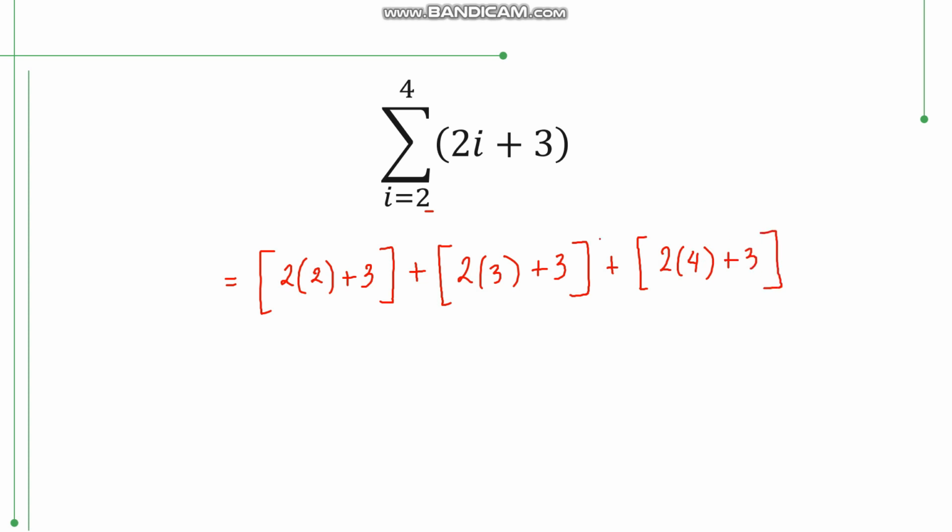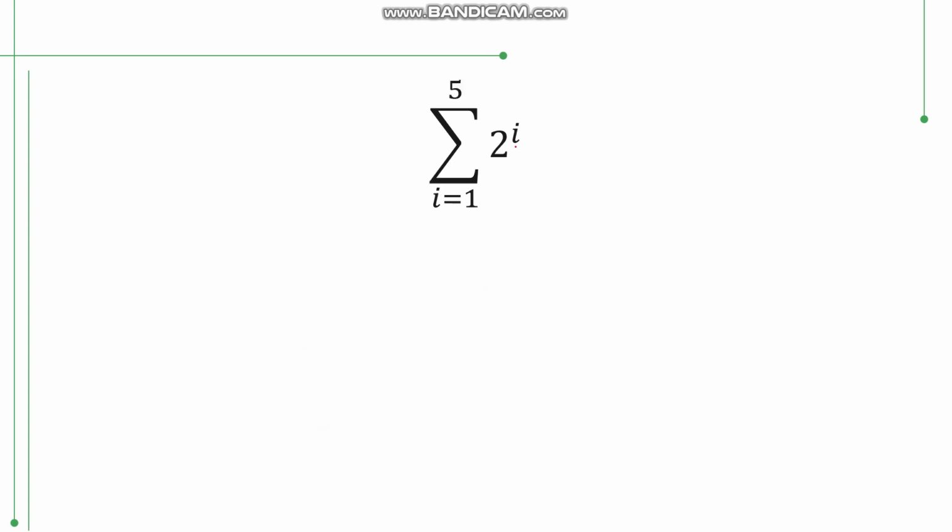So after we substitute, we will add, okay? Because again, this is summation. Just simplify everything. 4 plus 3 is 7, plus 6 plus 3 is 9, and 8 plus 3 is 11. If we simplify it again, we have 27 as the value. So 27 is the value of our summation notation.